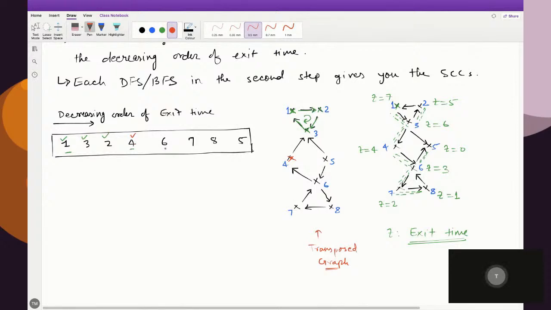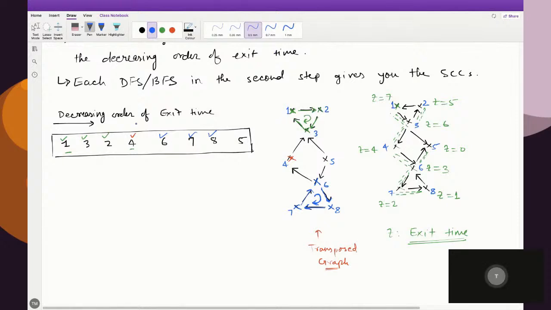Now the next node is node number 6. So you go to node 6 and mark it visited, and from 6 you have many options to go. 6 to 4 is already visited, so you go from 6 to 8, from 8 to 7, from 7 to 6, which is already visited. So all the nodes visited in this step form another connected component: 6, 7, and 8.